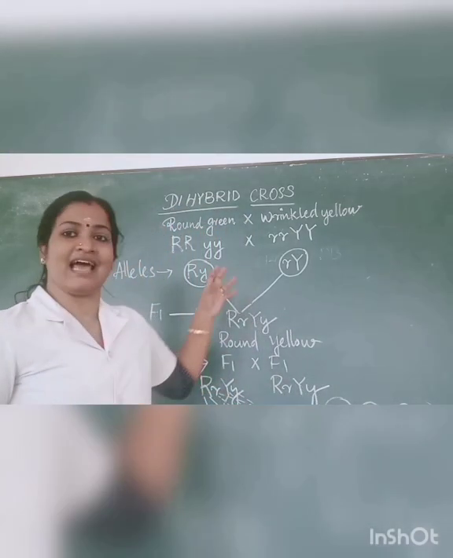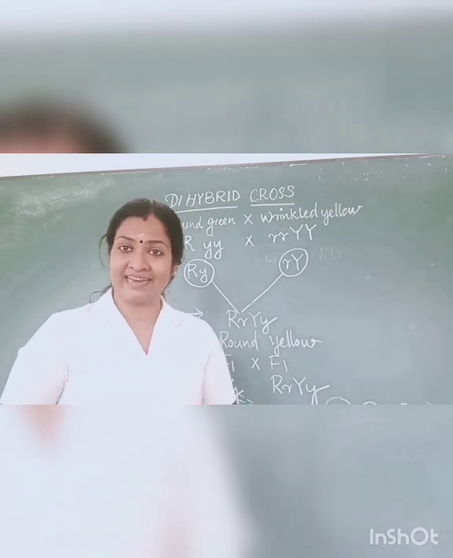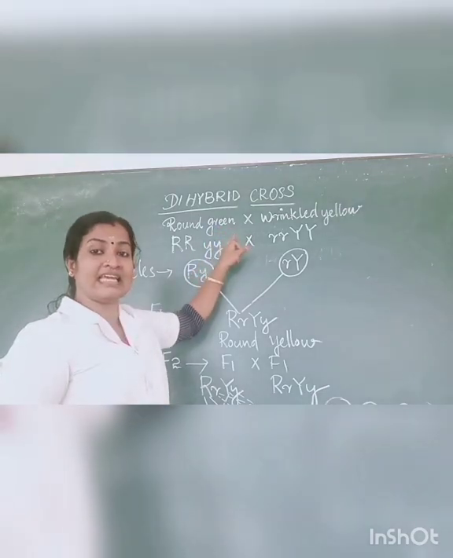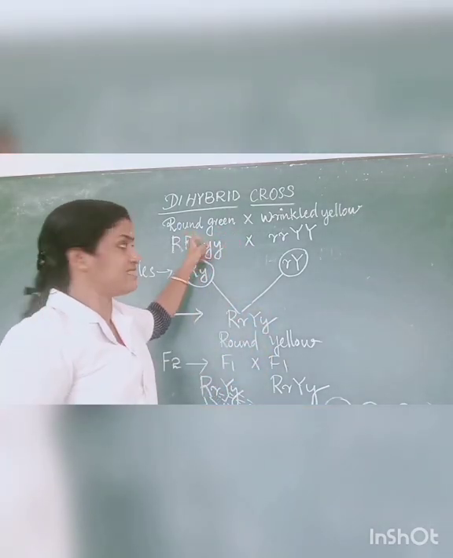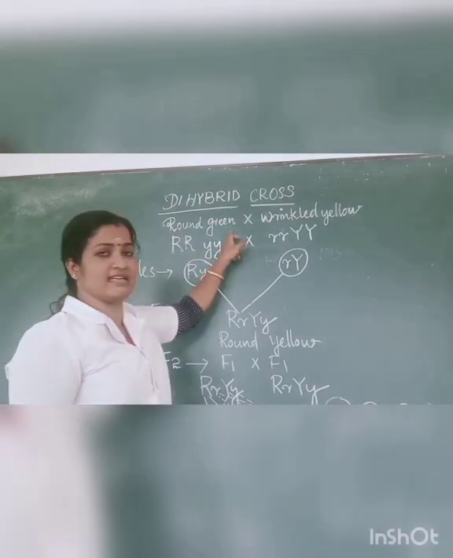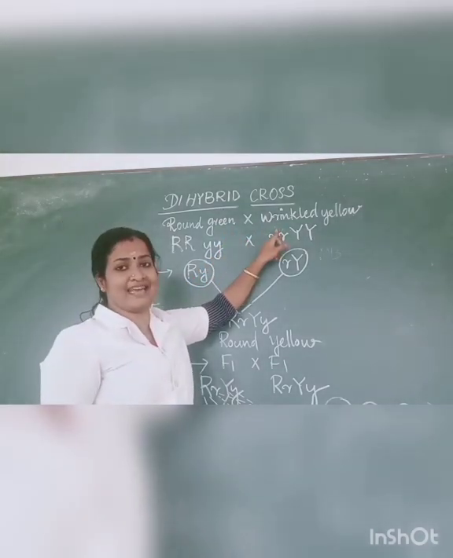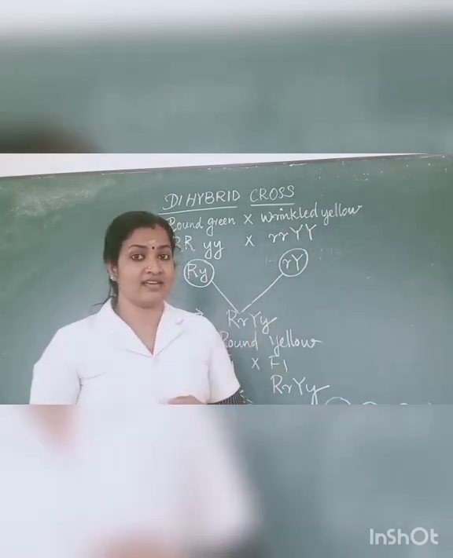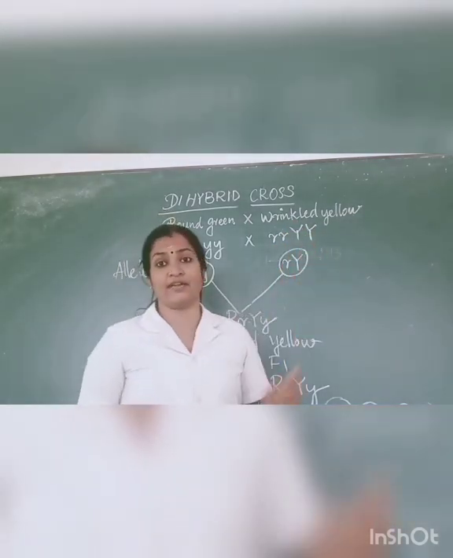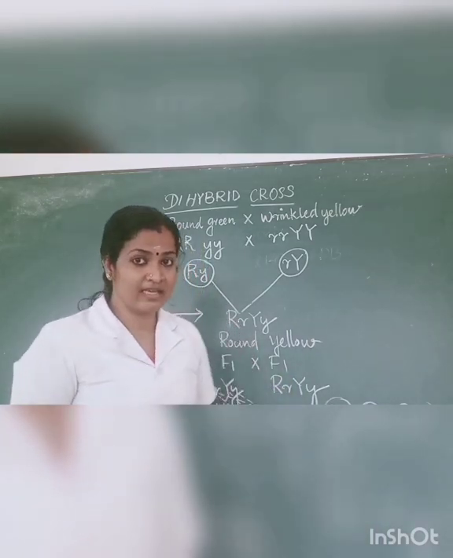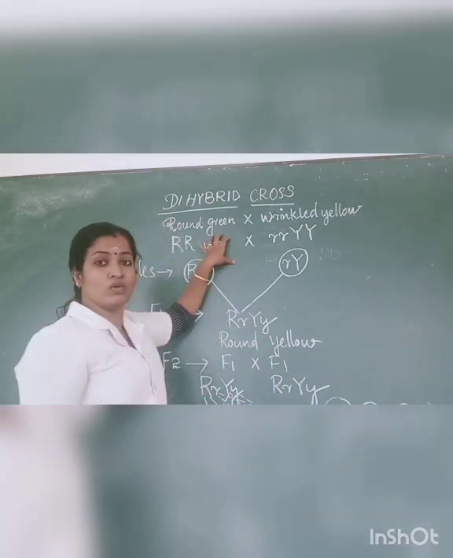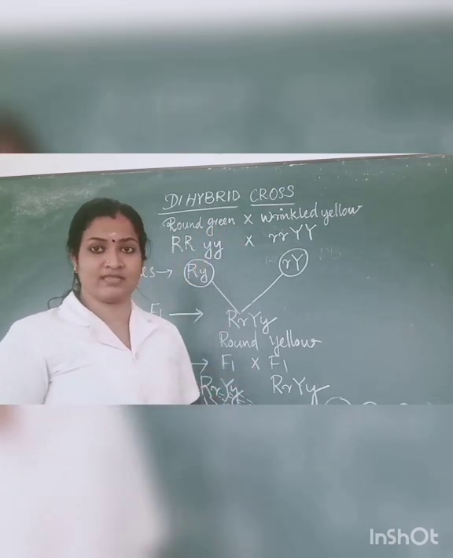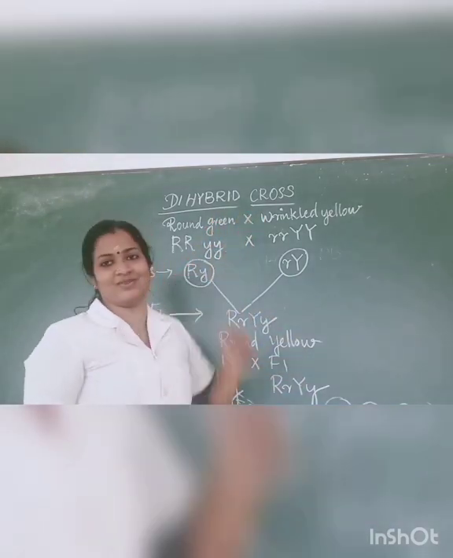So, the cross is like this. One parent is having round green seeds. The shape of the seed is round and the color is green. And the other parent, the second parent, is having wrinkled yellow seeds. Wrinkled is a shape and yellow is the color of the seed. Clear? So here you can see two characters, shape and color of the seeds. So this cross is called a dihybrid cross.